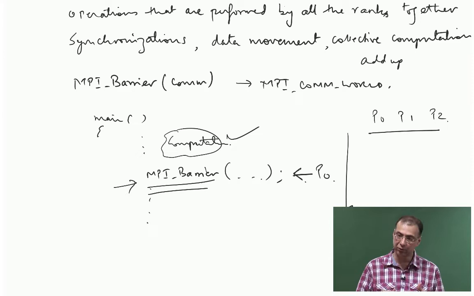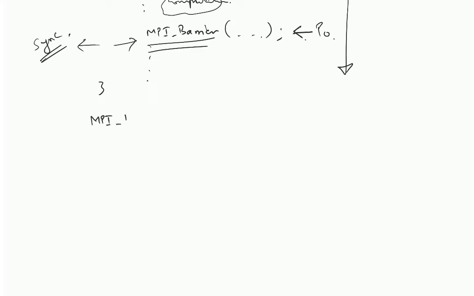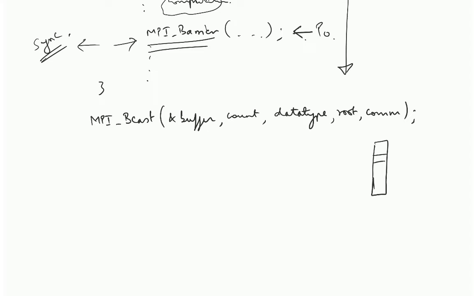Let's look at the next call. This is MPI broadcast. This is something we have already seen, but let's look at the arguments carefully. You pass a buffer, a count, the data type, the root, and the communicator. So let's talk about count. What is this count? Broadcast is basically where you have an array of elements.